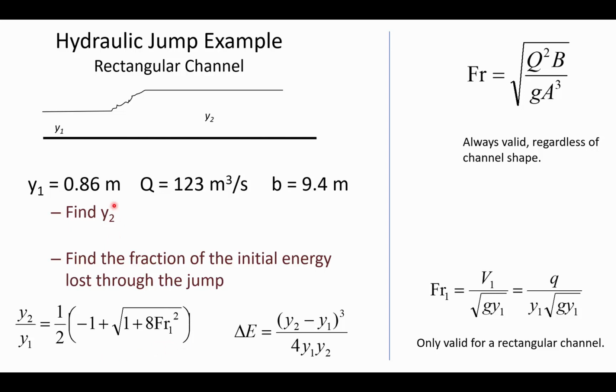On the right-hand side of the screen, I've got a couple of equations that show how you can calculate the Froude number. Since this is a rectangular channel, you can use the lower of those equations, which allows you to find the Froude number a little bit more easily. I'll pause for a moment. You calculate that downstream depth, and then we'll take a look at the answers together.